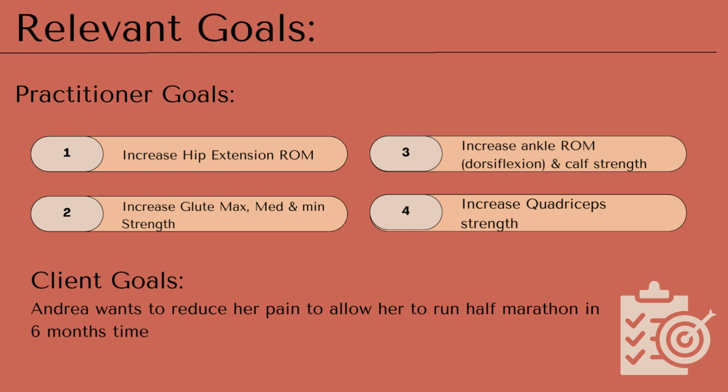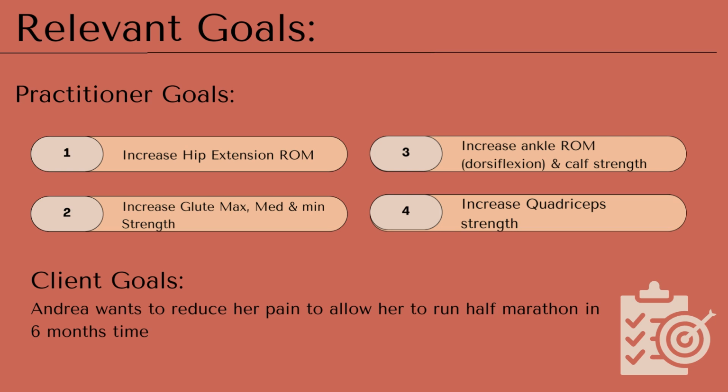With the knee extended, Kaufman et al. found that limited ankle dorsiflexion, lower than 11.5, was associated with Achilles tendinopathy compared with normal ankle dorsiflexion of between 11 and 15 degrees. The final goal for Andrea is increasing quadriceps strength.